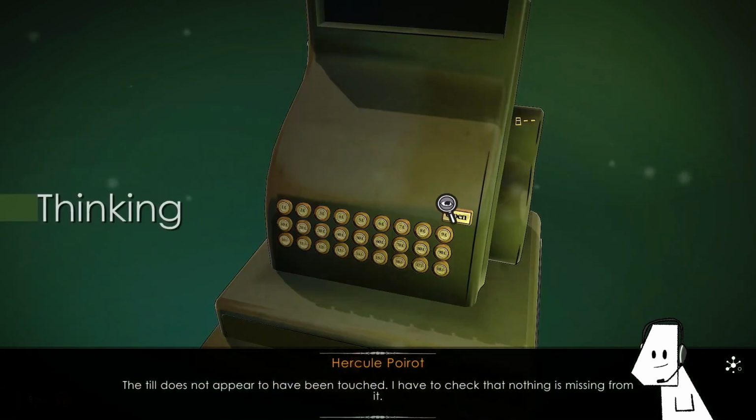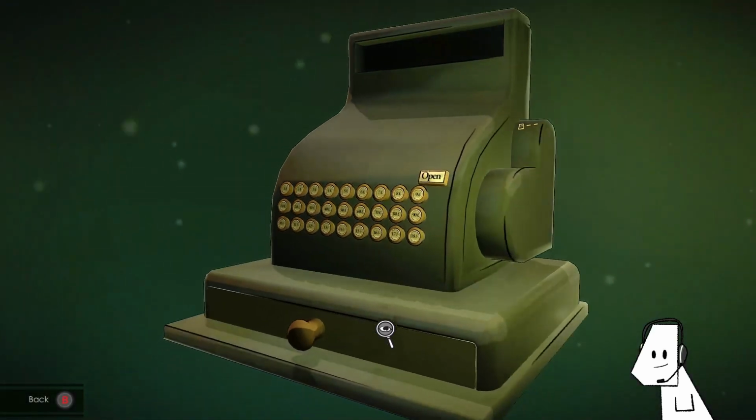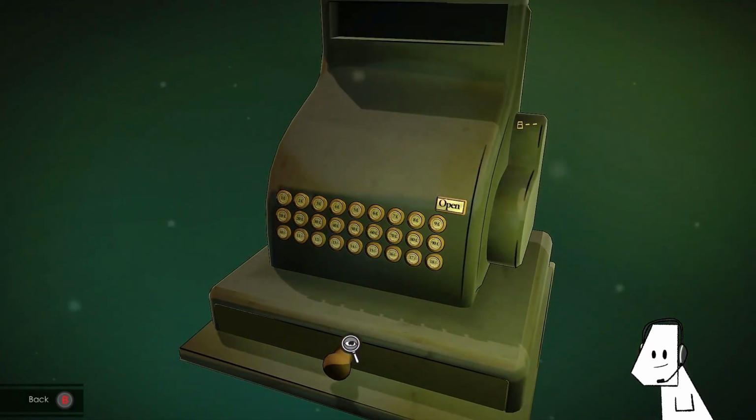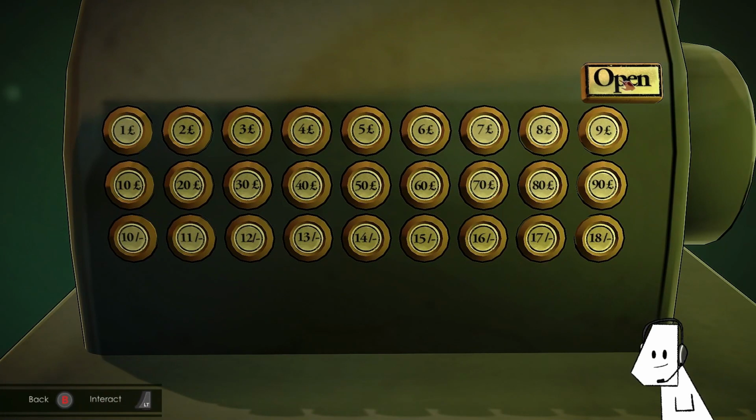Okay. The tail does not appear to have been touched. I have to check that nothing is missing from it. I will say as well, something which is a little bit annoying is the audio. When the voiceover's happening, it cuts off just a second too early. So the end of the sentence is just kind of trimmed short, and it just sounds a little bit bad.